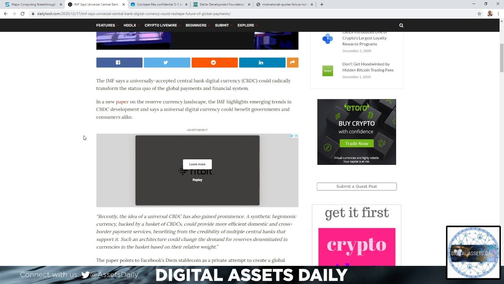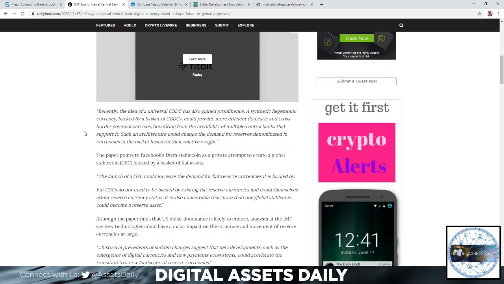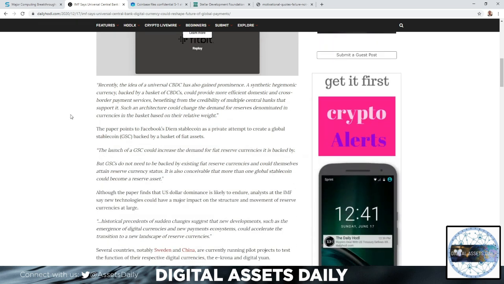So in a new paper on the reserve currency landscape, the IMF highlights emerging trends in CBDC development and says a universal digital currency could benefit governments and consumers alike. "Recently, the idea of a universal CBDC has also gained prominence. A synthetic hegemonic currency backed by a basket of CBDCs could provide more efficient domestic and cross-border payment services." And what do you think of when you think of cross-border? First thought that comes to my mind is XRP for wholesale and XLM for retail.